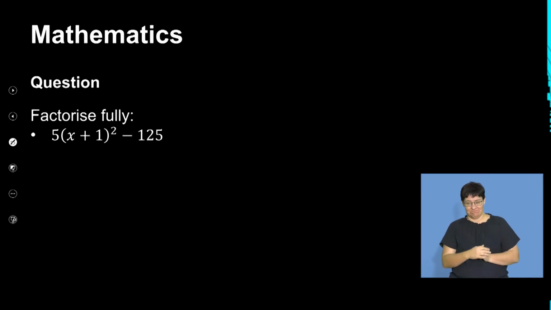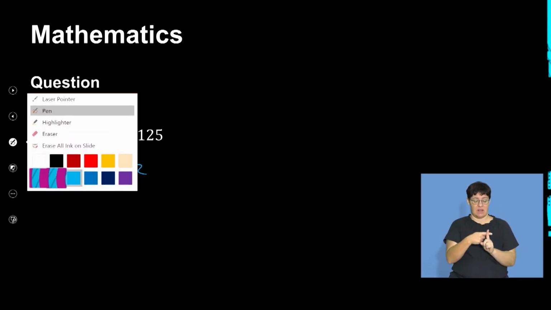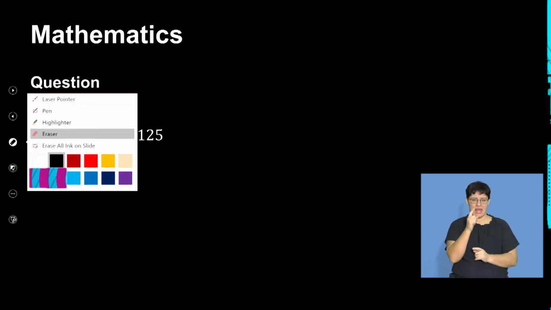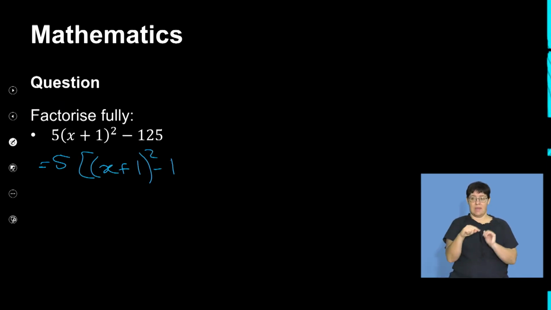Now, the very first question says factorize fully. Remember, I said with any question, it doesn't matter whether you are using common factor or what, you always start by looking for the common factor before you can even do anything. So here, if I look for my common factor, the common factor here will be 5. So I will have 5 into x plus 2, plus 1, x plus 1, all squared minus 25.